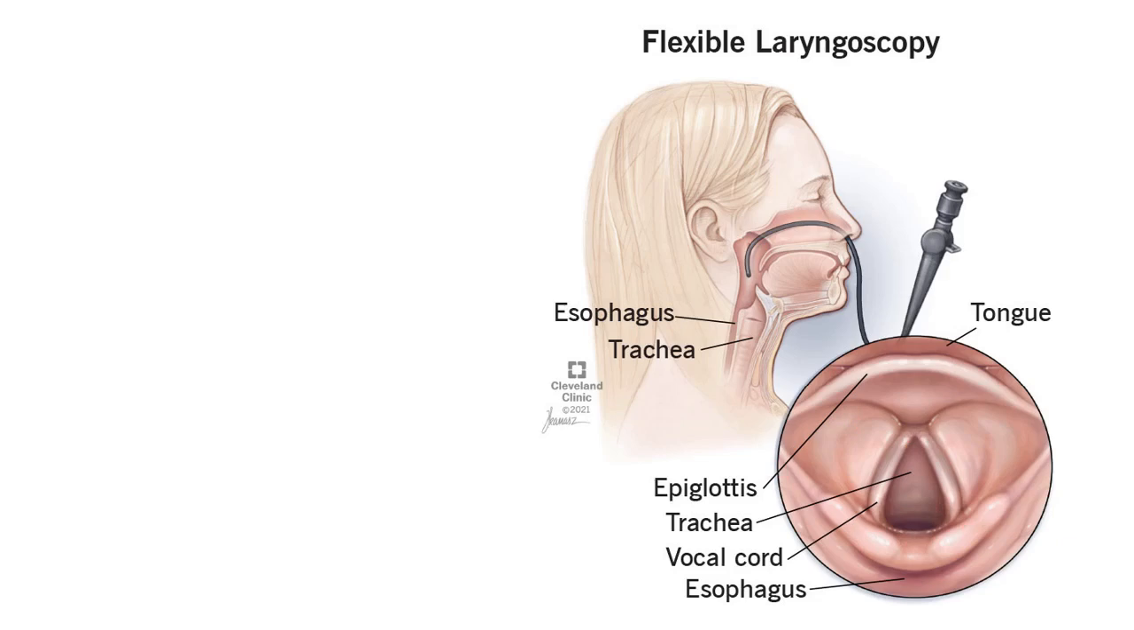This flexible laryngoscope can also be used to intubate the patient, especially in those patients in whom the mouth opening is very limited or there are dental procedures to be carried out for maxillary fracture or any other fracture. In those cases, intubation is either done with the help of a flexible laryngoscopy or via tracheostomy to give general anesthesia.